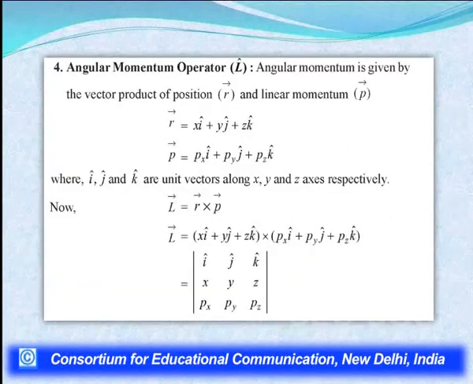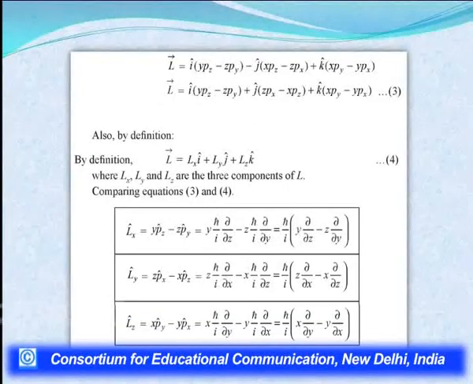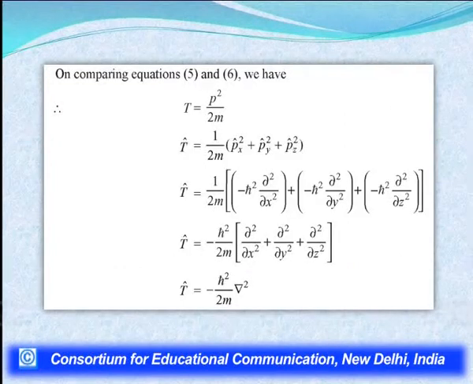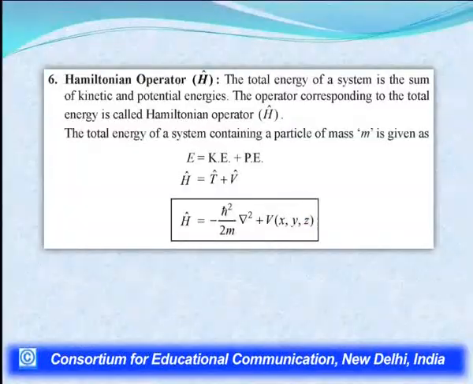Then we have the angular momentum operator, L operator, and the expressions you can see on this slide: we have given them for Lx, Ly as well as Lz, and these you can derive by using the momentum operator. The next one was the kinetic energy operator, T operator. The expression for the T operator was minus h square upon 2m into del square, that is the square of the Laplacian operator. And the last one was the Hamiltonian operator.